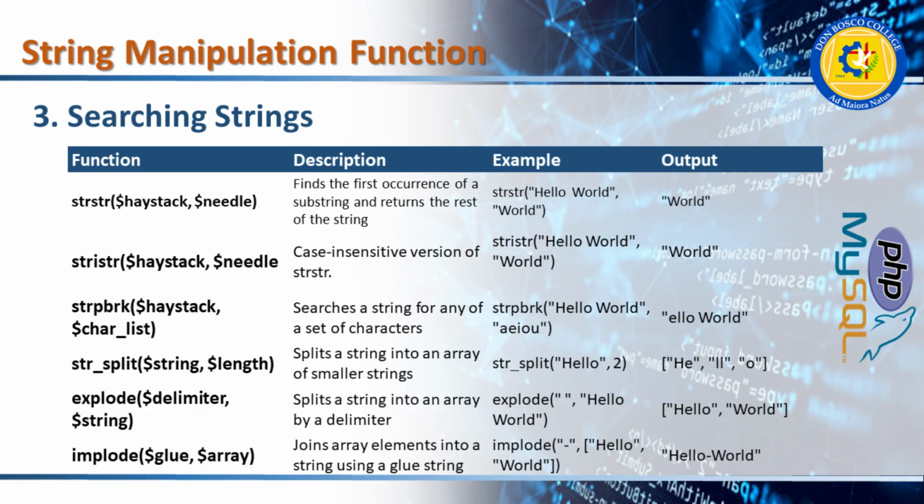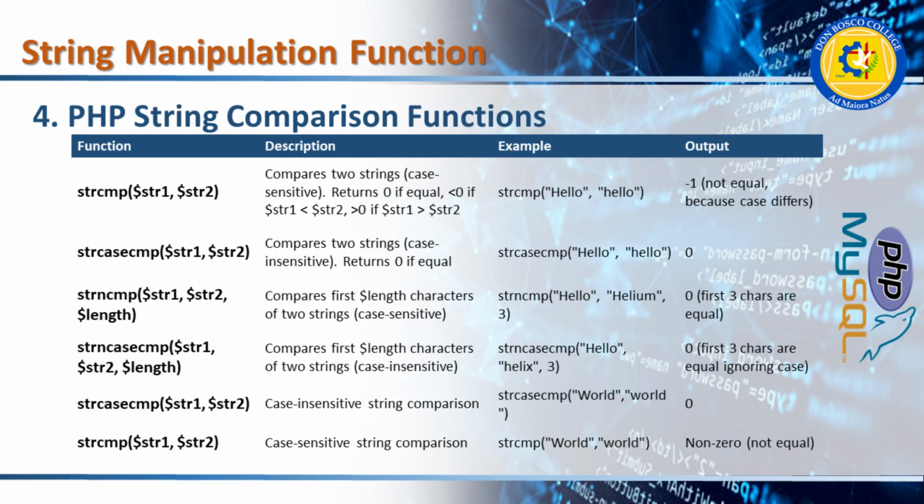Next are string comparison functions, including strcmp, which compares two strings case-sensitively and returns 0 if equal, less than 0 if $str1 is less than $str2, and greater than 0 if $str1 is greater than $str2. strcasecmp, which compares two strings case-insensitively and returns 0 if equal. strncmp, which compares the first $length characters of two strings case-sensitively. And strncasecmp, which compares the first $length characters of two strings case-insensitively.